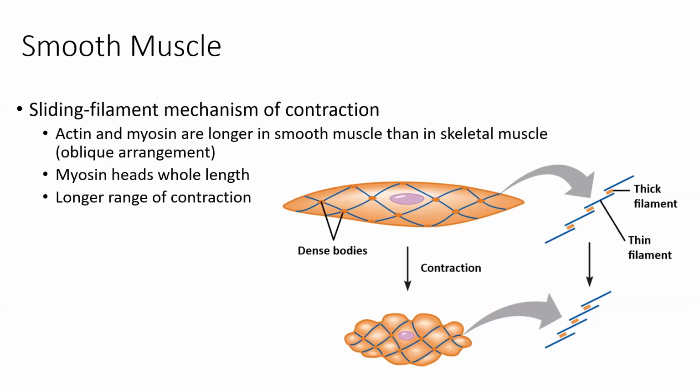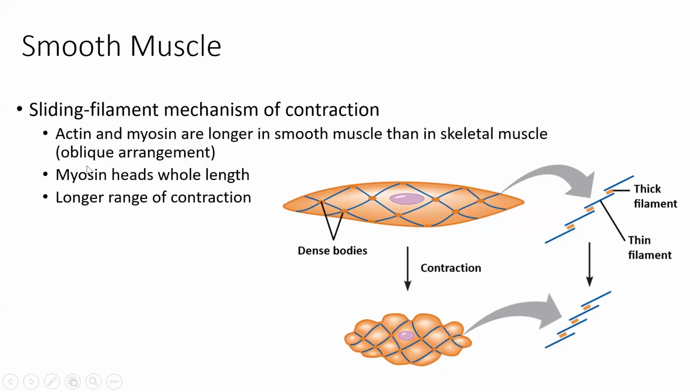First off, actin and myosin are longer in smooth muscle. They're also arranged obliquely in smooth muscle. So because we have this spindle-shaped cell, we've got this more oblique or slanted arrangement of the actin and myosin filaments. So this is the myosin filament here, this thick filament, and the longer blue filament is going to be actin or the thin filament. And we can see that they're not elongated or straight up and down the way they are in skeletal muscle, but they're slightly slanted.